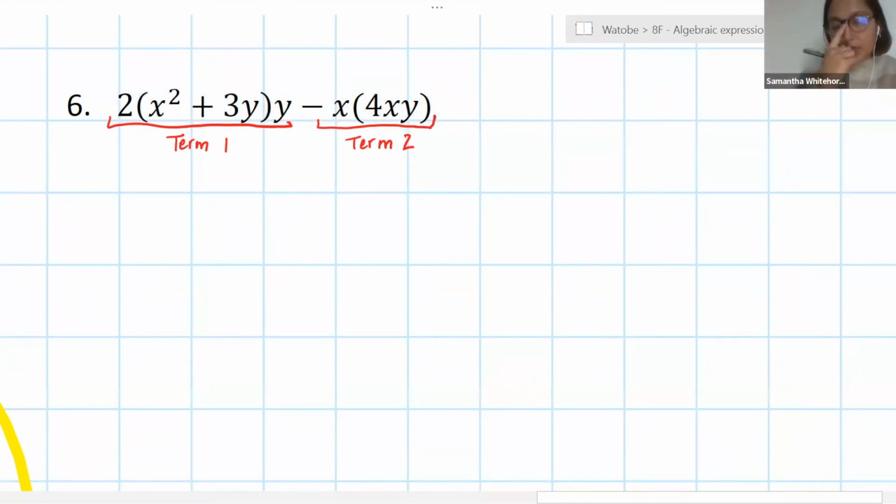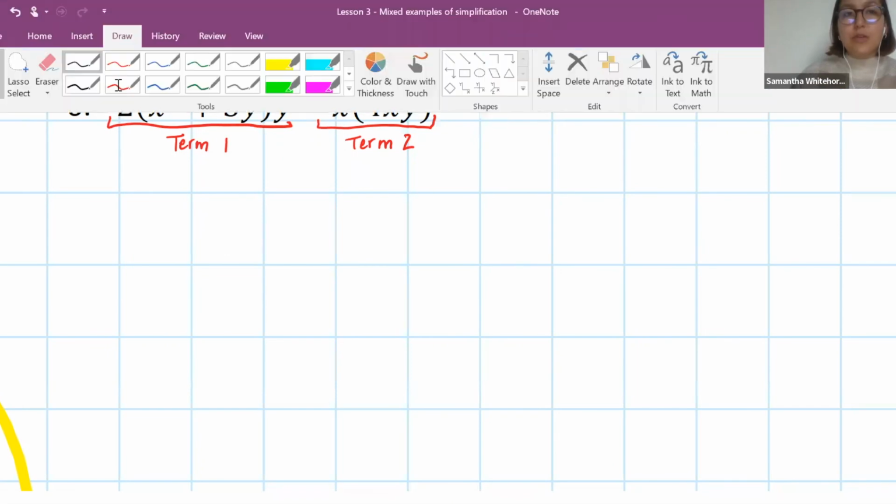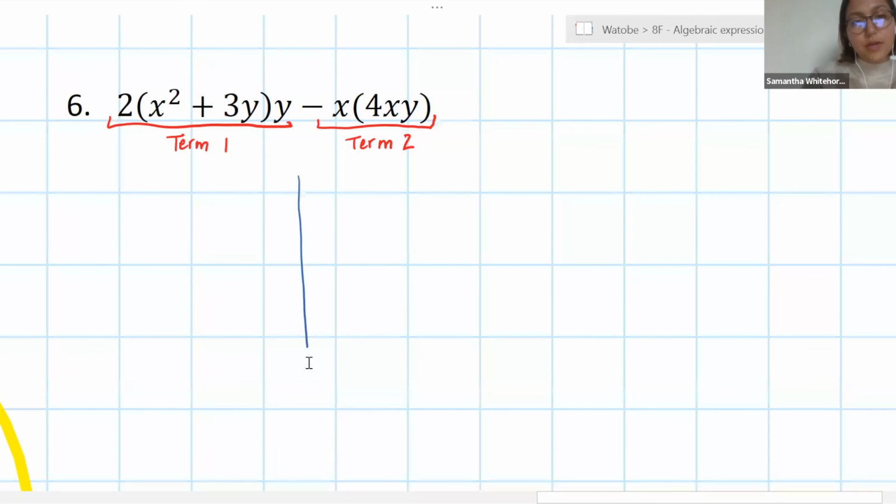Now, someone had posted in the chat, I can't remember now who it was, don't we want to remove the brackets? That is exactly what we want to do. In order for me to remove the brackets, I need to multiply. So what I'm going to do is separate my page like this, and we're going to simplify term 1 and we're going to simplify term 2.